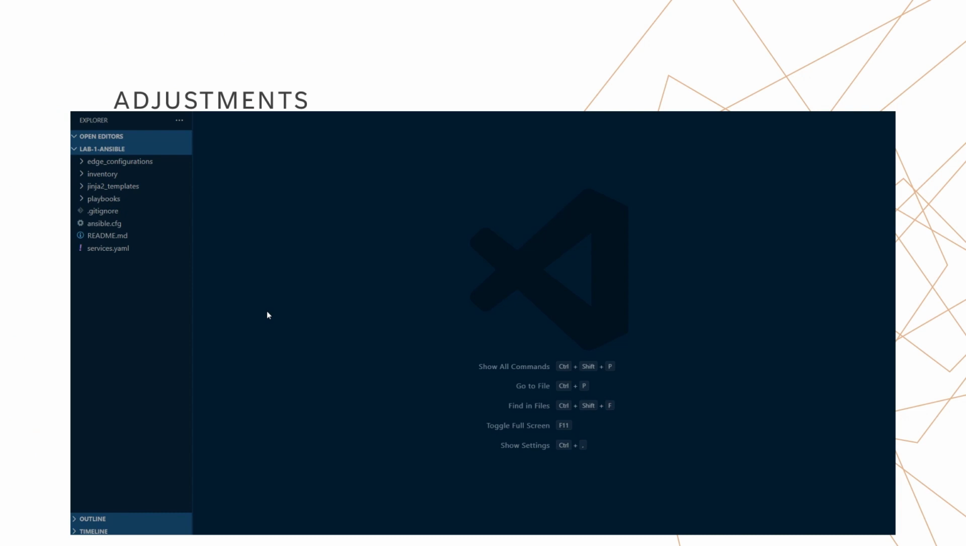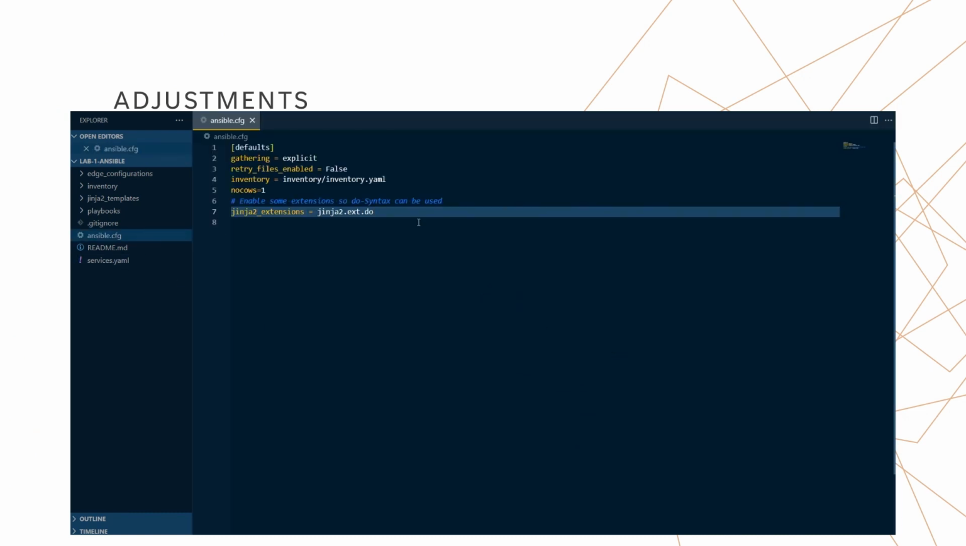So let's start with the adjustments that I made. There's one additional line needed in the Ansible configuration files. There is another way to do this, but I decided to use the do syntax in my Jinja 2 template, and by default this isn't enabled, so this line is needed in the configuration file for Ansible. I will show you afterwards where I use this.